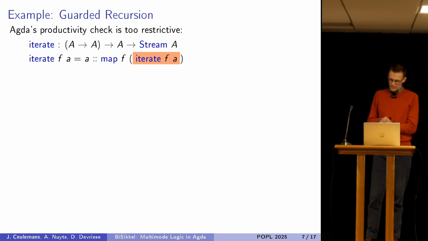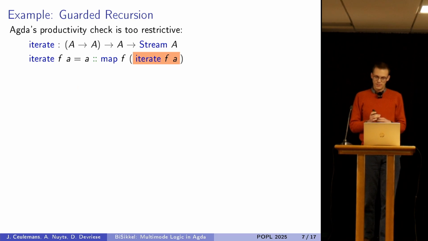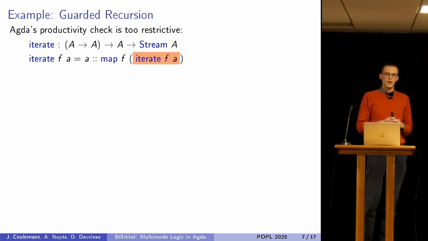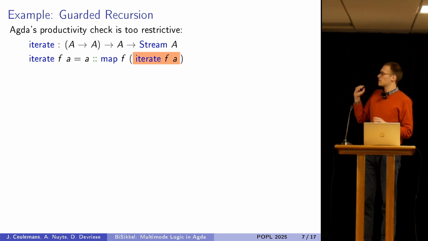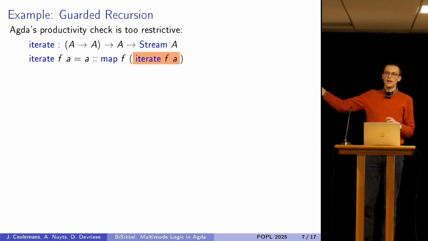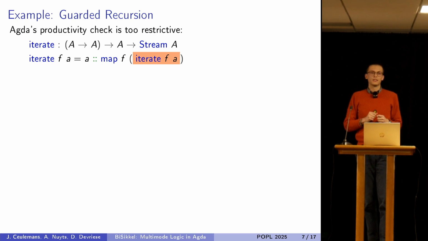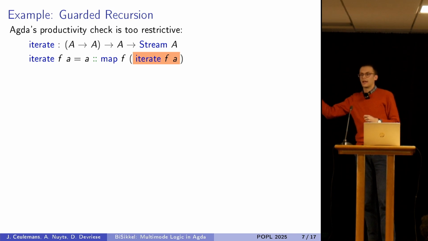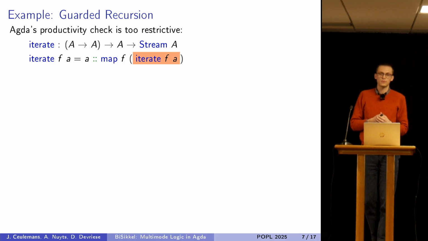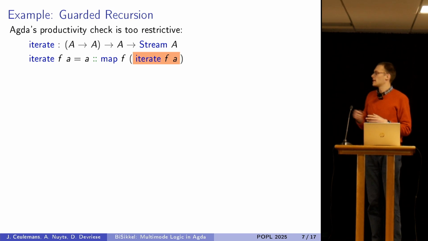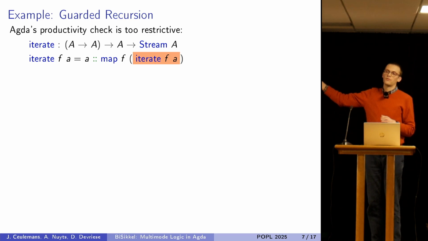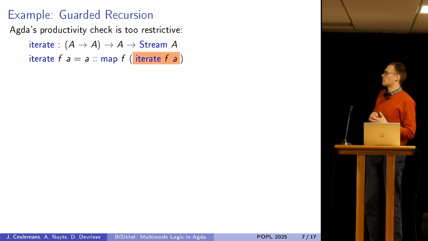Right, so let's make this a little bit more concrete by considering a particular application of modal type theory, namely guarded recursion. So here we have an Agda function that takes a function f from A to A and a value a, and produces a stream of a's, namely the stream a, f of a, f of f of a, etc. And how can we implement this? Well, we could implement it as follows. We say the first element of that stream is a, and then the tail is obtained by mapping f over a recursive application of iterate f a.